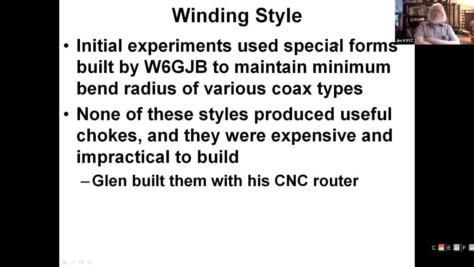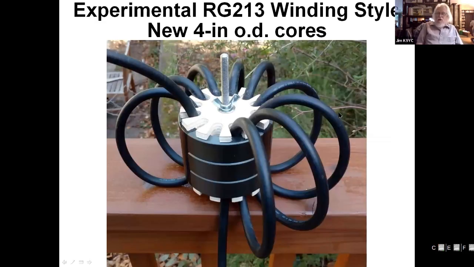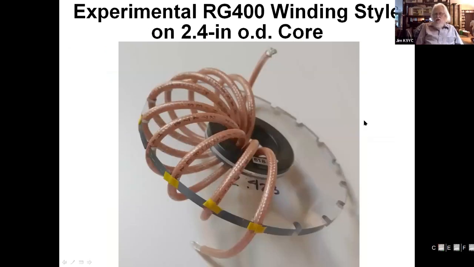We also studied RG 213 and RG 400. These initial experiments used special forms that Glenn built to maintain minimum bend radius of various coax types. None of these styles produced useful chokes. They were very expensive and impractical to build. Glenn built them on his CNC router. Not too many hams have got those. Luckily, none of them were useful. Here's one of them that he did. And we looked at these things for 1, 2, and 3 core stacks. Here's another one he did for RG 400. Imagine building something like that, huh?